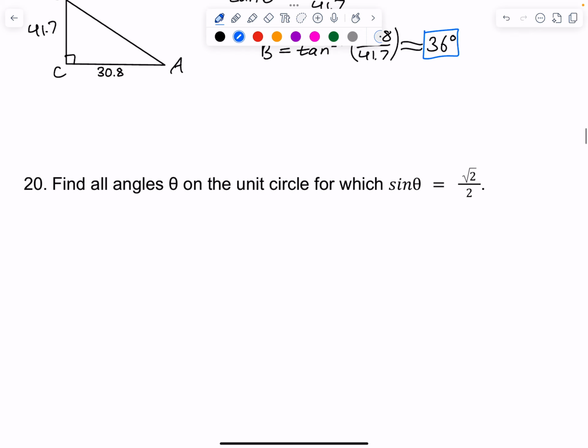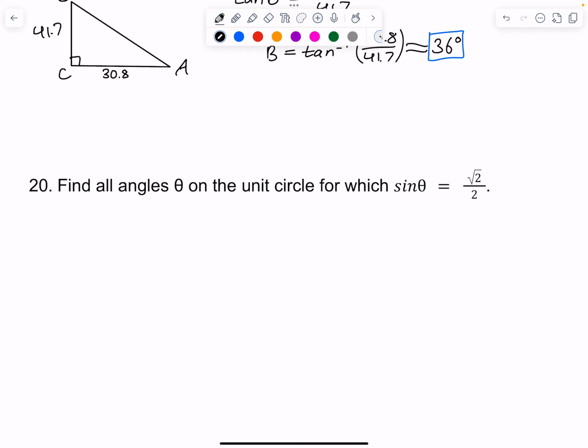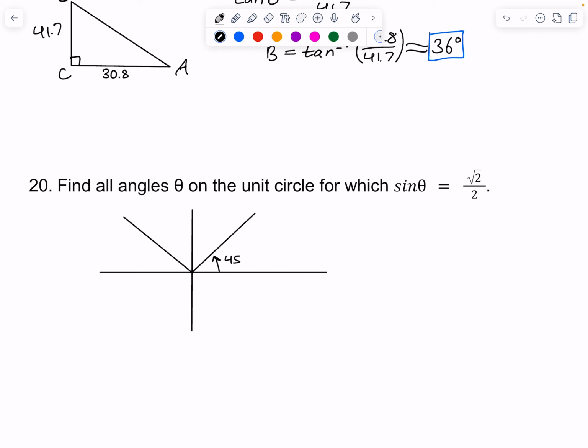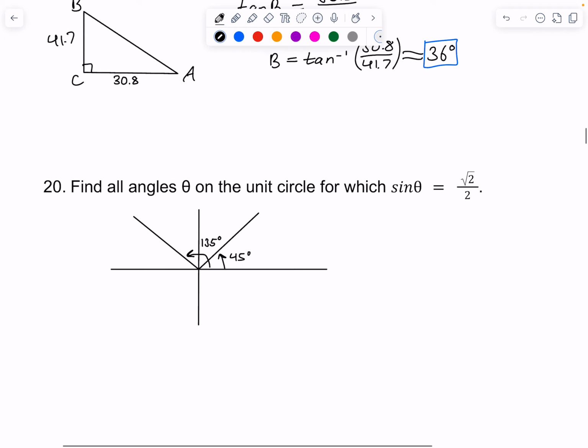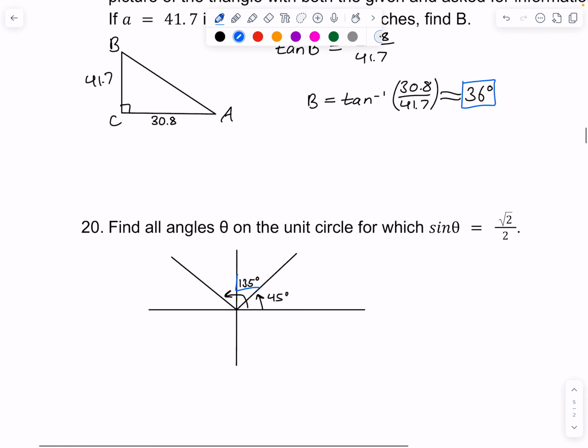Okay, number 20 says find all the angles theta on the unit circle for which sine is root 2 over 2. So I know that root 2 over 2 is a 45, 45, 90 triangle. And I also know that sine is positive, which means it's got to be in quadrant 1 or quadrant 2. And there's nowhere else. So this first angle is 45 degrees. And the second one is 180 minus 45 degrees, or 135. And those are the only two answers, 135 or 45 degrees.